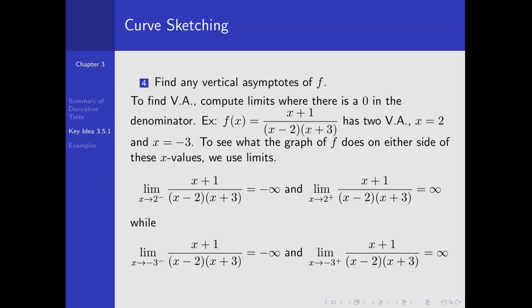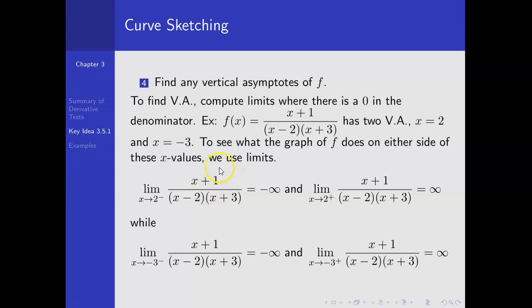Now to see what the graph of f does on either side of those x values, we're going to use limits. So we're going to look first at the limit as x approaches 2 from the left, so that's 2 from below, the values of x are less than 2, of x plus 1 over x minus 2 times x plus 3. Now because we get a 0 in the denominator but not in the numerator, we expect there to be infinite behavior. The question is just a matter of, is it positive infinity or negative infinity? So we're going to think about a number that is really close to 2, but just a little less than 2. So think about, say, 1.9, or 1.99 is even better.